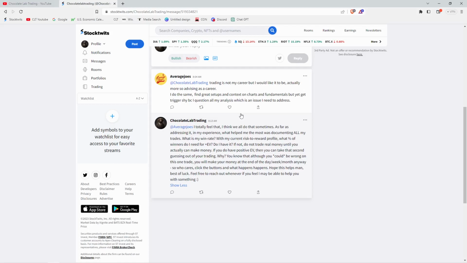If you do have positive EV, then you could take that second guessing out of your trading. Why? You should know that although this could be a wrong trade, this one trade can get stopped out. Overall, at the end of the week, at the end of the month, or end of the day, it doesn't matter, you will still be positive. So take that emotion out.